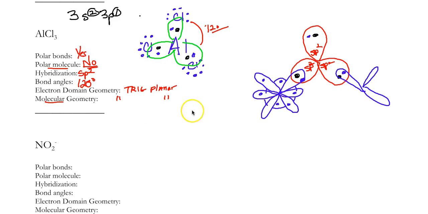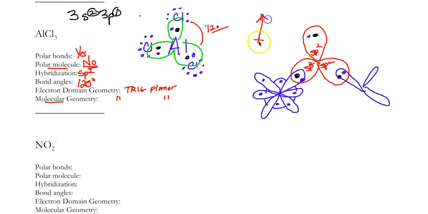Okay? Now, this is a nonpolar molecule because of its symmetry. Now, if you think about the vectors, the dipole moments, let's just put that here. Aluminum and chlorine. Chlorine is more electronegative than aluminum, so chlorine is the negative part of the bond. Aluminum is the positive part. So what you would have is, always point toward the negative.